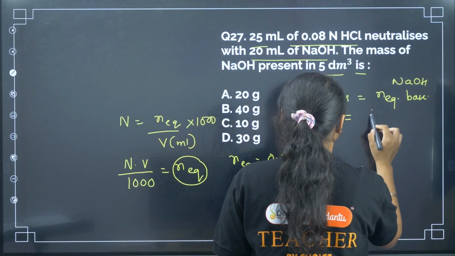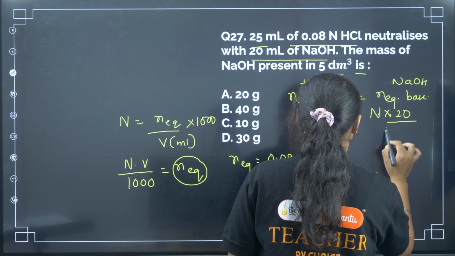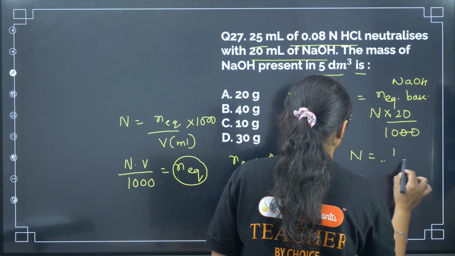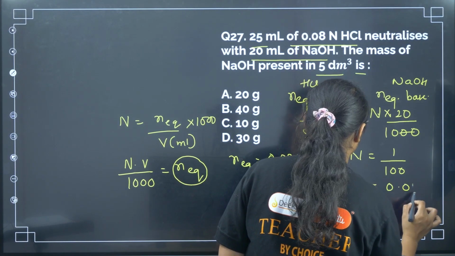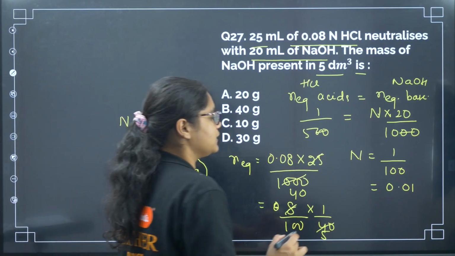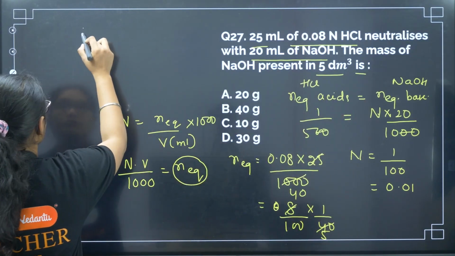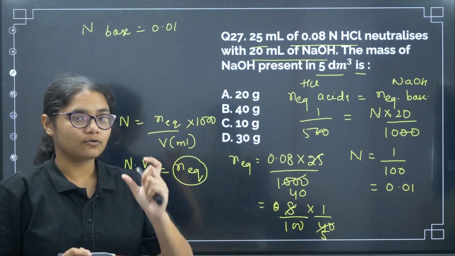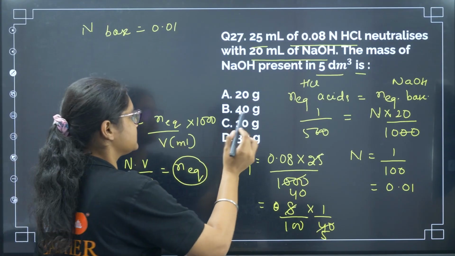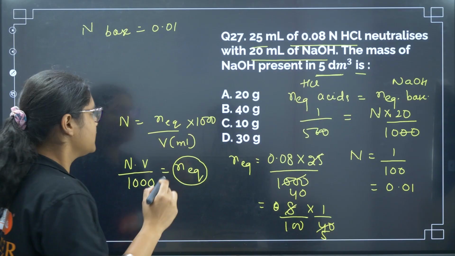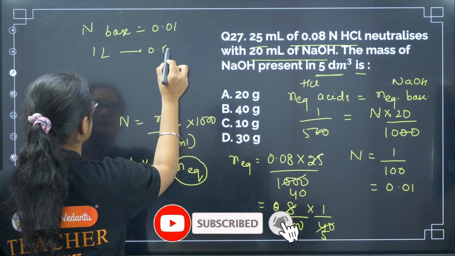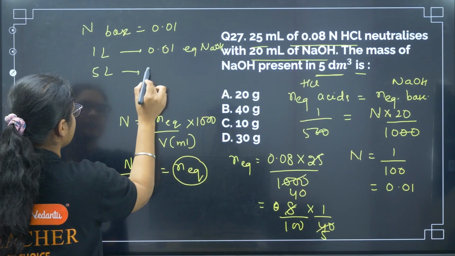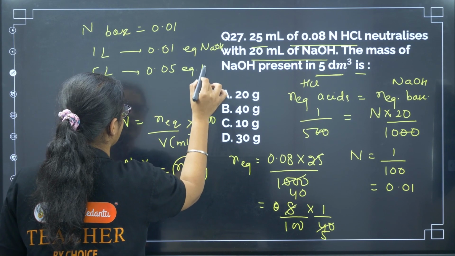For the base, it is normality into 20 by 1000. We can cancel here, and we get normality equal to 1 by 100, that is 0.01. So the normality of the base is 0.01, which means 0.01 equivalents are present in 1 liter. The question has asked for 5 decimeter cube, that means 5 liters. So in 1 liter there is 0.01 equivalents of NaOH, then in 5 liters it will be 0.05 equivalents of NaOH.